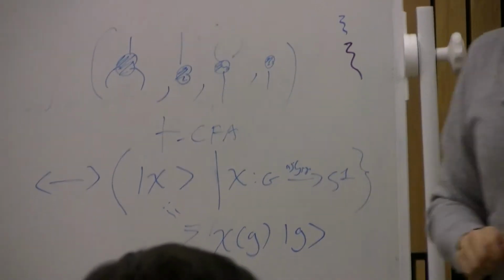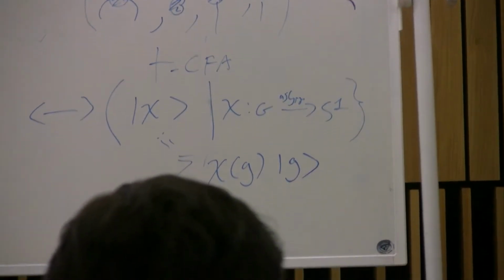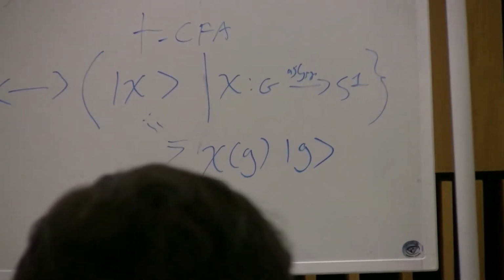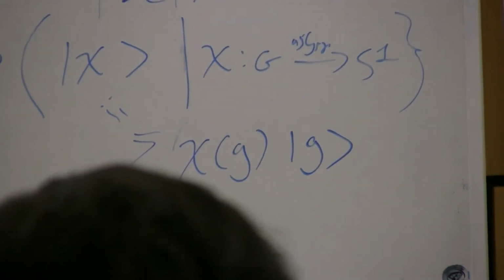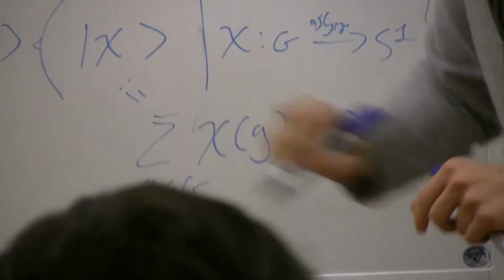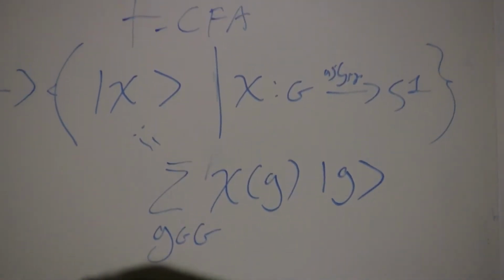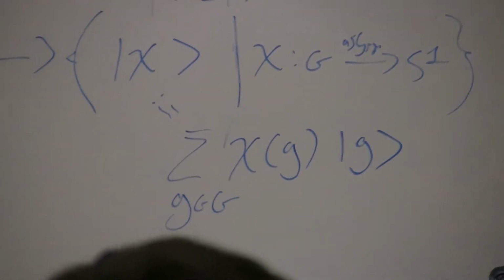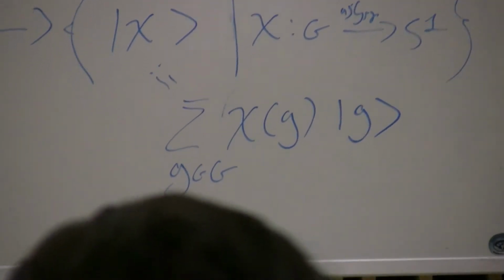It's just the obvious linear extension. I mean, this is a linear map, so one can just turn it into a state. Okay? This is an orthogonal basis. It's not an orthonormal basis, but we'll take care of normalization later on by hand, as we did with the unit of the algebra.